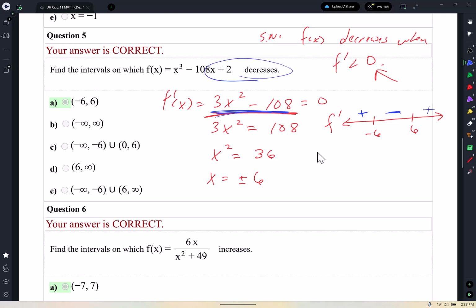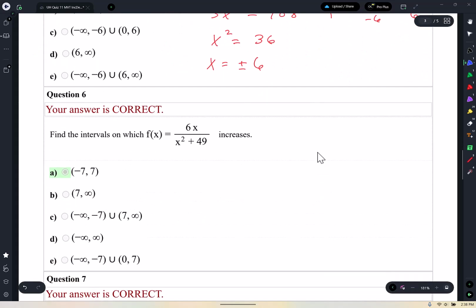Where am I decreasing? Where is f of x decreasing? Negative 6 to 6. That's the interval that is decreasing. I want to put a bracket. There it is. Negative 6 to 6. Yeah, there it is. We're good. Cool or not cool? All right, let's go to the next one.